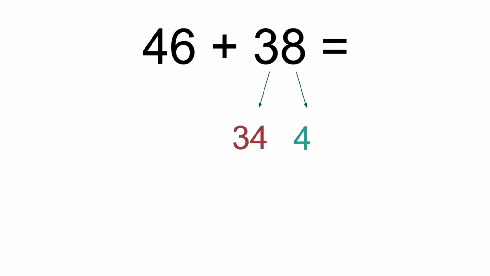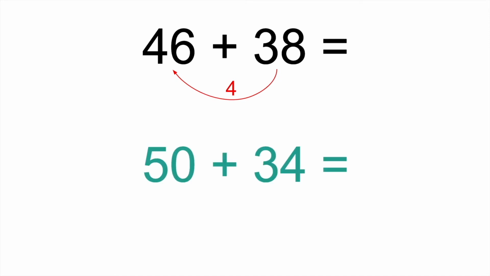It doesn't have to be that way round. Equally, we could play with the number 38 and create 34 and 4. Part of that would then exchange over to the other addend. Effectively, we can see that as 4 moving from one addend to the other to create 50 and 34. Again, something that can be added mentally, assuming children's understanding of place value is sound.